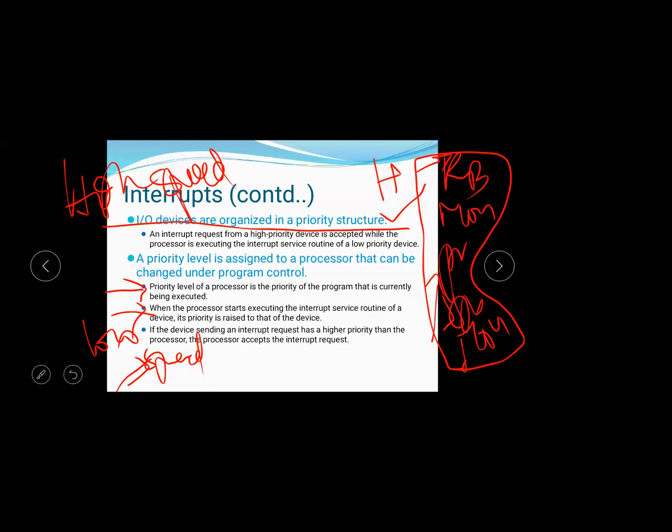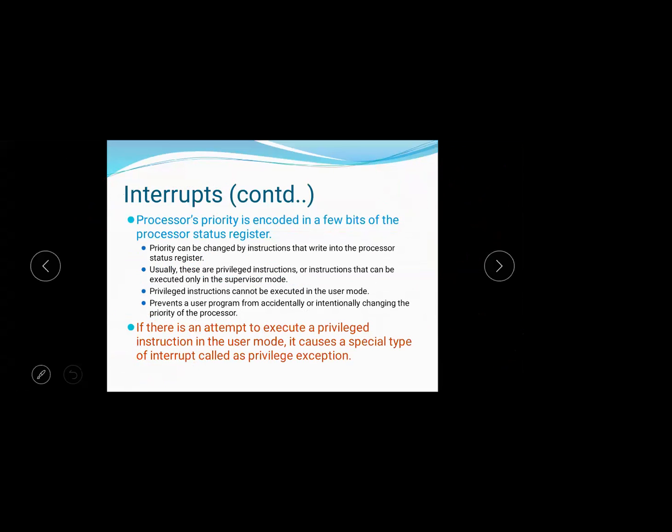If a device with higher priority than the processor interrupts, what does the processor do? It accepts the interrupt. Processor priority is encoded in a few bits of the processor status register. The priority levels are represented in the status register. Priorities can be changed by instructions that write into the processor status register.